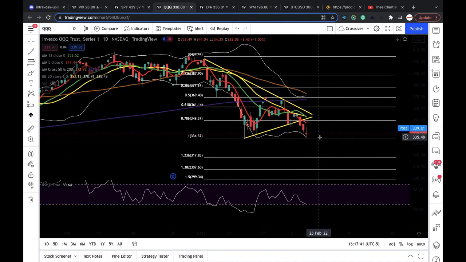If not, if that support continues to hold, we could get a relief rally back up to the 347 to 349 zone. That's still a nice move to the upside.